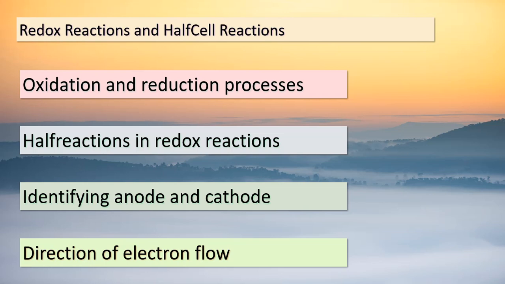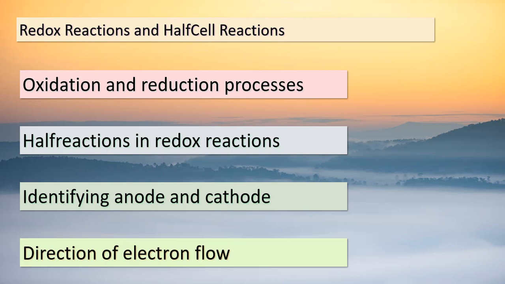In our example, we have aluminum and iron electrodes immersed in a solution. The half reaction at the aluminum electrode involves the oxidation of aluminum atoms to form aluminum cations, while the half reaction at the iron electrode involves the reduction of iron cations to form iron atoms. This gives us a clearer understanding of the processes happening at each electrode.